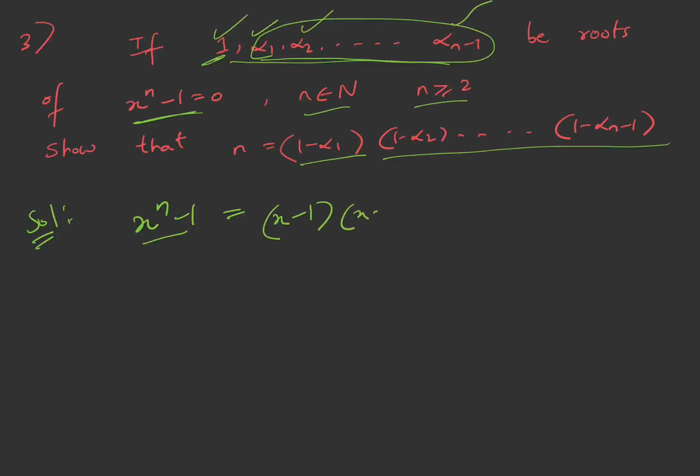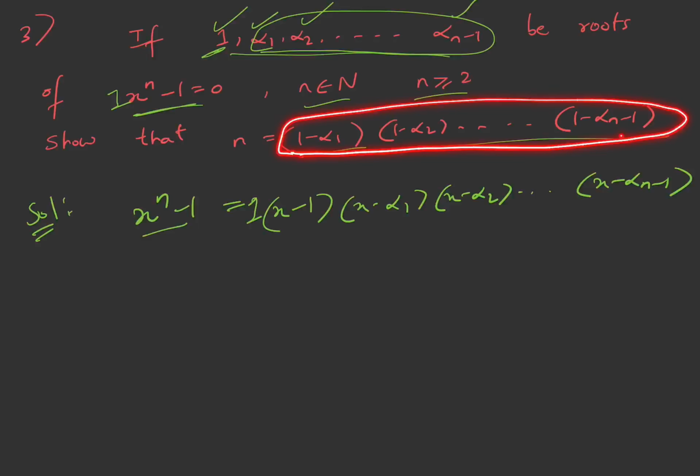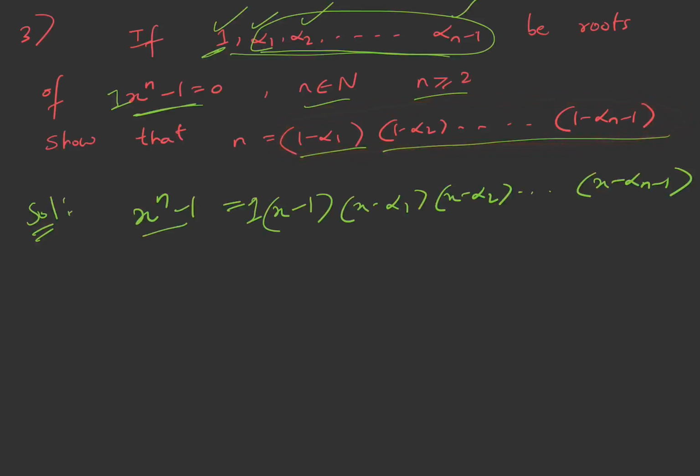So I can write this as x minus 1, x minus alpha 1, x minus alpha 2, and so on, up to x minus alpha n minus 1. And the leading coefficient is 1. Now you want to find the value of 1 minus alpha 1, 1 minus alpha 2 and so on up to 1 minus alpha n minus 1.